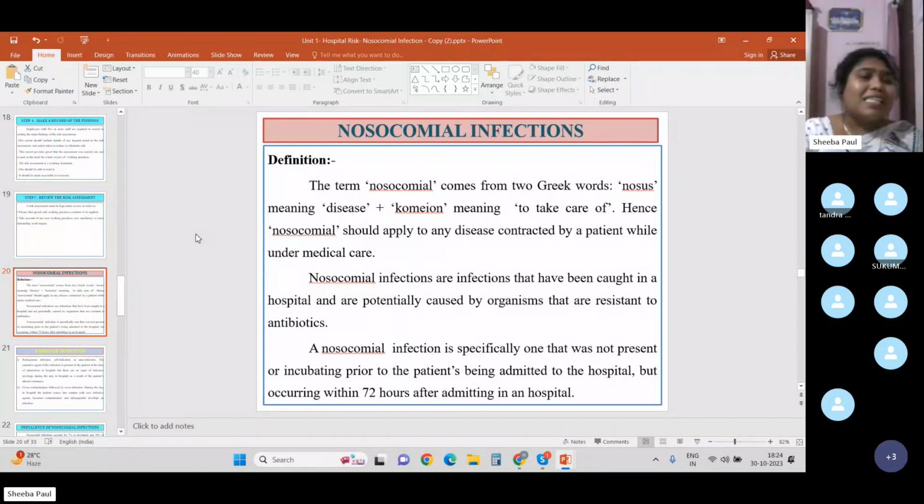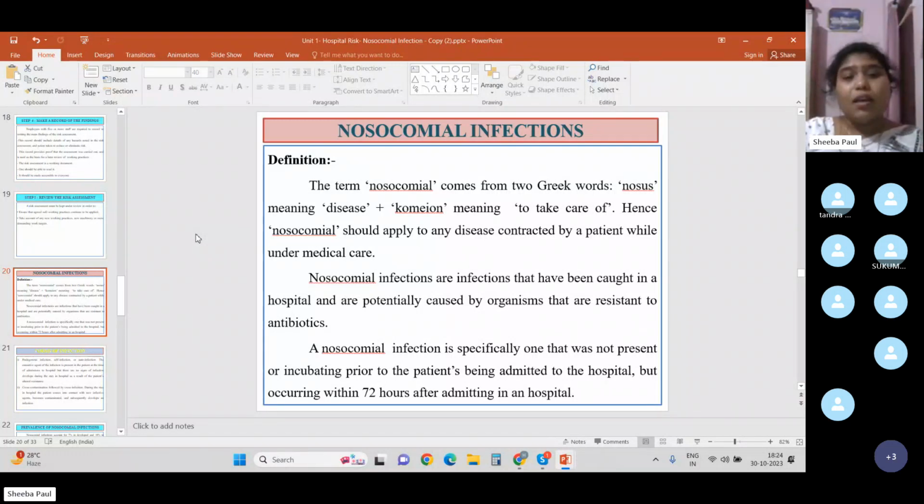Previously I told you nosocomial infections are nothing but hospital acquired infections. The term nosocomial comes from a Greek word, nosis, meaning disease, plus komeion, meaning to take care of. Hence, nosocomial should apply to any disease contracted by a patient while under medical care. So any kind of infection or disease which happens to a patient when he is under medical care is called a nosocomial infection.